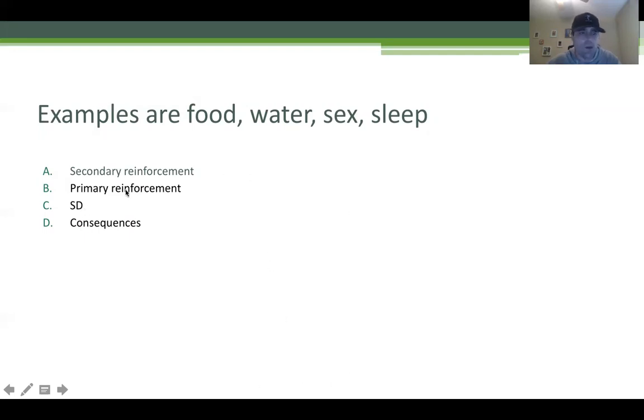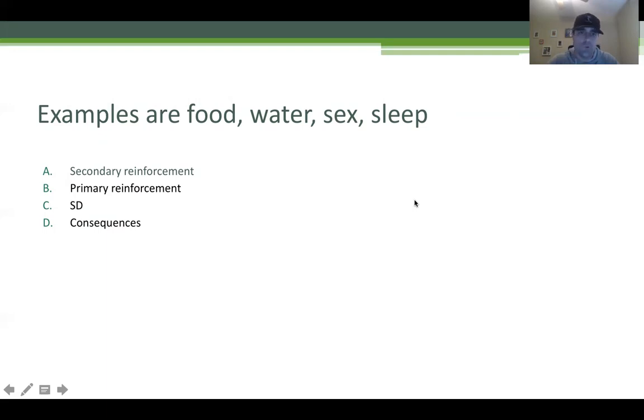They're not always SDs, they're not always consequences. What are they always? Well, what's the difference between a secondary reinforcer and a primary reinforcer? A secondary reinforcer is learned. That's like money or tokens. Through pairing and teaching, you learn to be reinforced. Primary reinforcement doesn't require any learning. With enough deprivation, these things will become reinforcing.